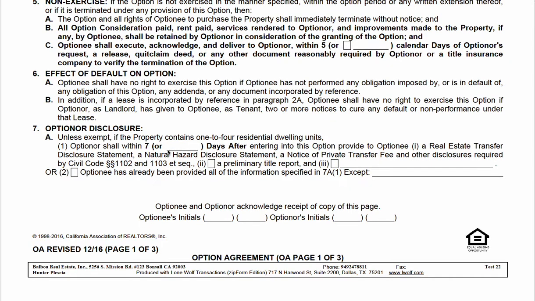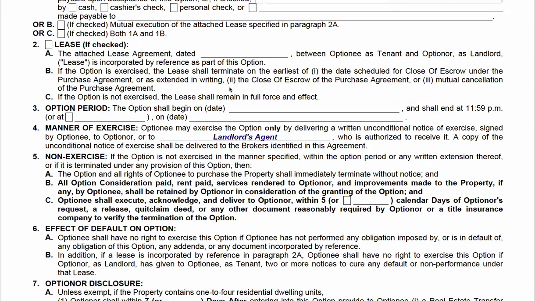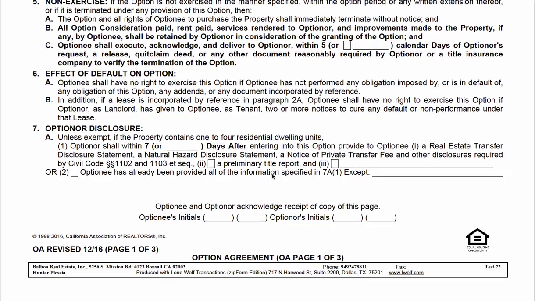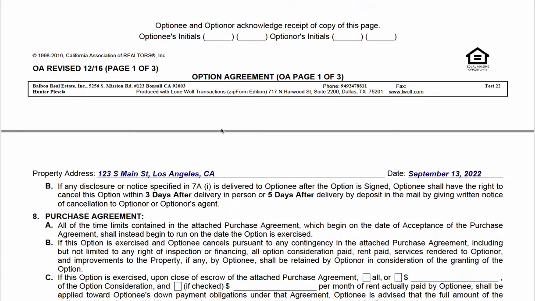Disclosure. It says here that if there's a purchase agreement involved, within 7 days of entering into this option, the optioner is to provide disclosures. That's good. I mean, the optionee really should be furnished disclosures on this property identified up here, so that they know what they're getting in on, because who wants to buy an option on something that you would have never purchased had you known something crazy in the disclosures? Both parties initial.